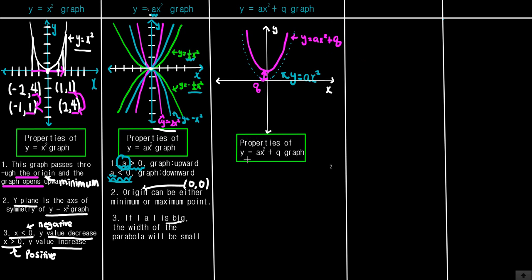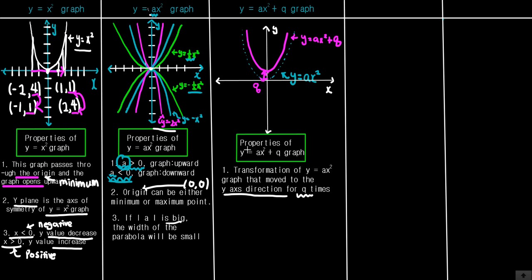Let's talk about the properties of the y equals ax squared plus q graph. The first property is that it is a transformation of the y equals ax squared graph, which I drew in a dotted line, moved in the y-axis direction by q. This is what we talked about through our graphs. And q is a number which can be negative or positive. If it is positive, the graph goes upward, and if it's negative, it goes down.